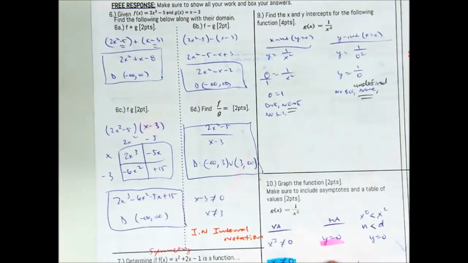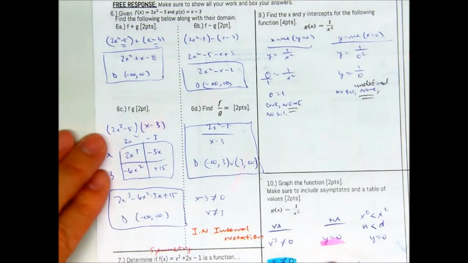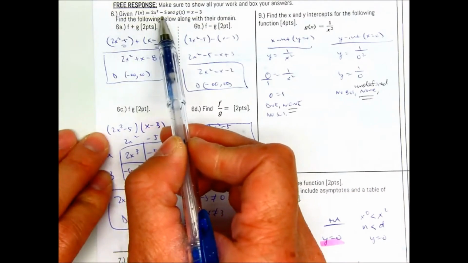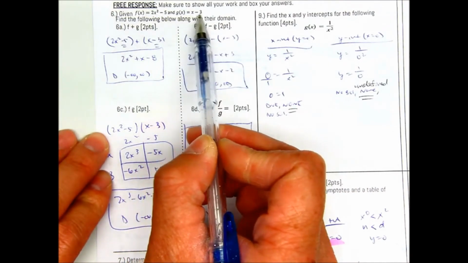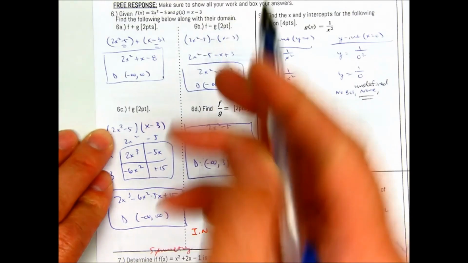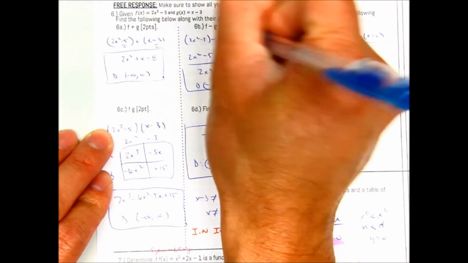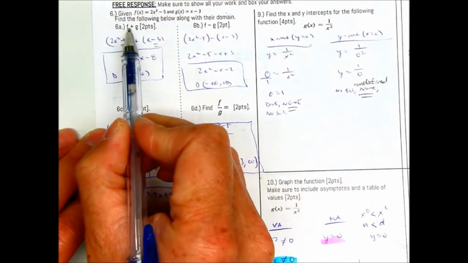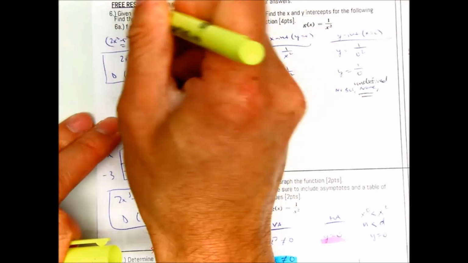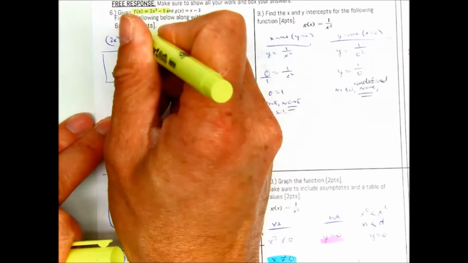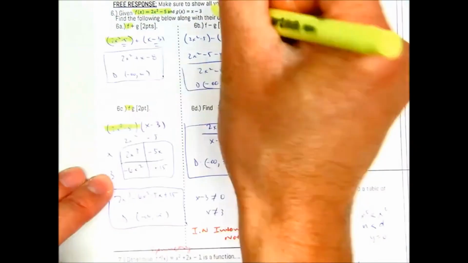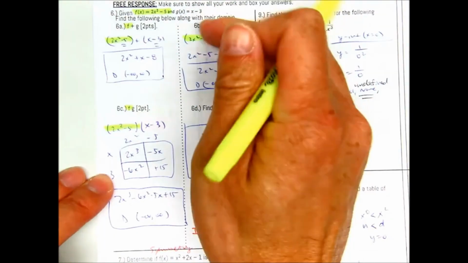For your response, make sure to show all your work and box your answers. Given f of x equals 2x squared minus 5 and g of x equals x minus 3, find the following below along with their domain. Okay, so we'll do the domain last. I'm just going to substitute every time I see the function f. I'm just going to write 2x squared minus 5. Here's f, 2x squared minus 5, f, 2x squared minus 5. And notice when you're doing those substitutions, you're doing those in parentheses.